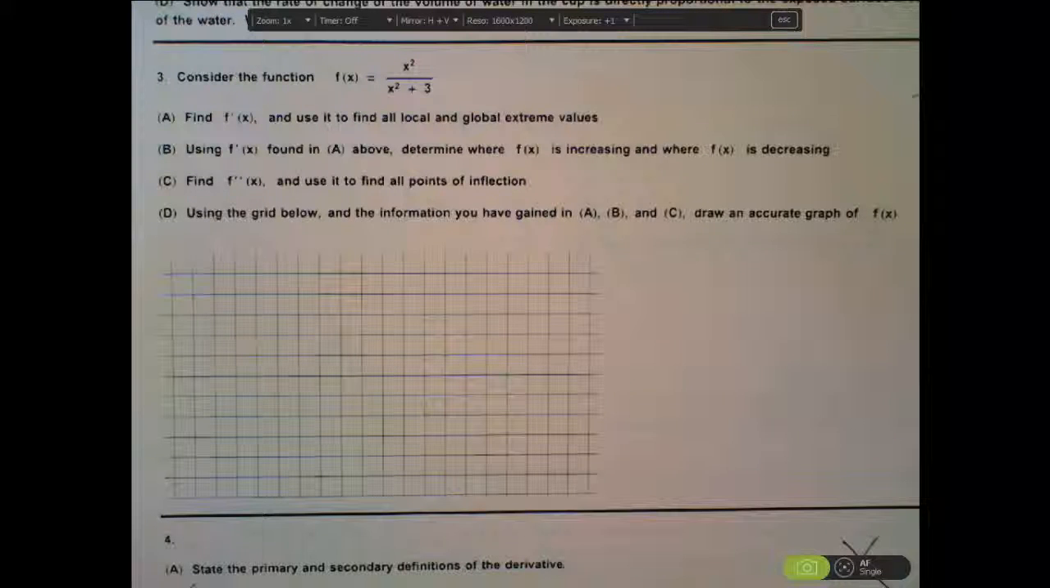Hello, calculus students. I've left my nice microphone at school, so unfortunately you're going to have to deal with my laptop microphone. I thought we'd do this problem from the study sheet. Let's read through it and do it together.